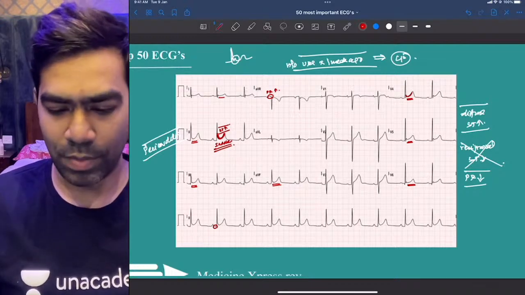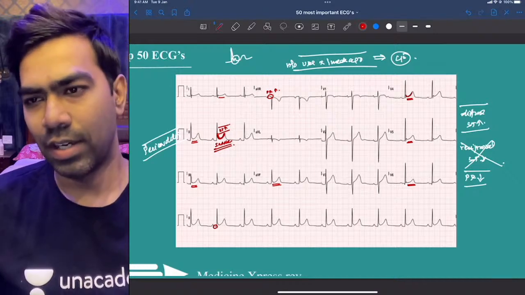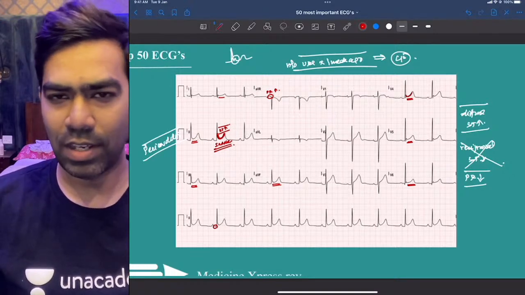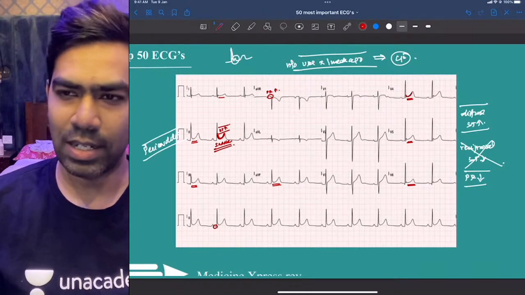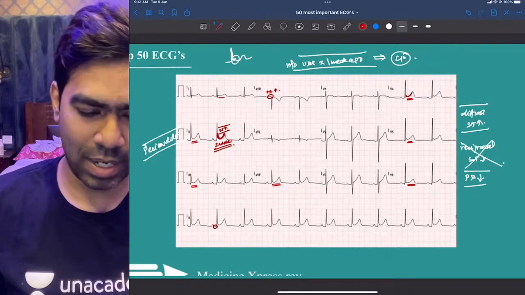So what are the ECG changes of pericarditis? Diffuse or global ST segment elevations, which will be saddle shaped or concave. PR segment depressions except in AVR, where you will see PR segment elevations, and there will be no reciprocal ST segment depressions as well.